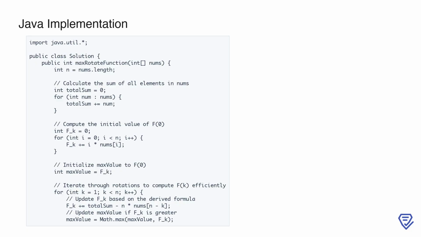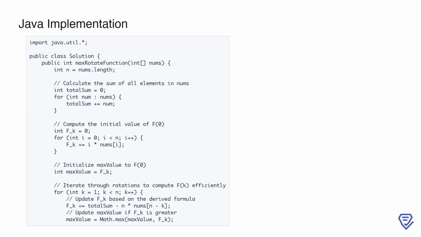Next, we calculate the initial value of f0, which is the rotation function when no rotations have been applied. This involves summing up the products of each index multiplied by the corresponding element in the array. The result is stored in the variable f_k. This forms the base case for our solution. We then initialize a variable max_value to store the maximum value of the rotation function, starting with the value of f0.